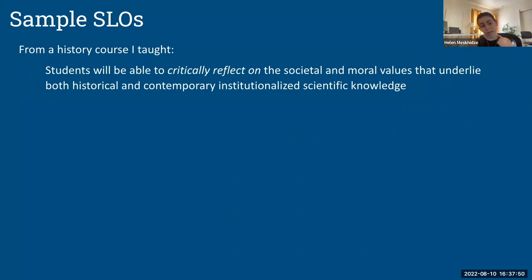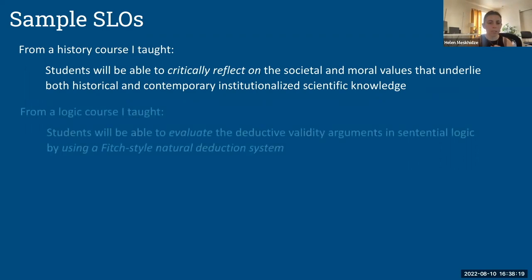So I hope you notice that it starts with "students will be able to," which indicates that it's student-centered. You're thinking about what it is that you want students to get at the end of it. Then it has this verb, critically reflect, and then it has "on..." and so on. So that's the basic structure of the student learning outcome: we start with "students will be able to," some kind of verb, and then whatever else you need. So let me give you another example that has a little bit more detail.